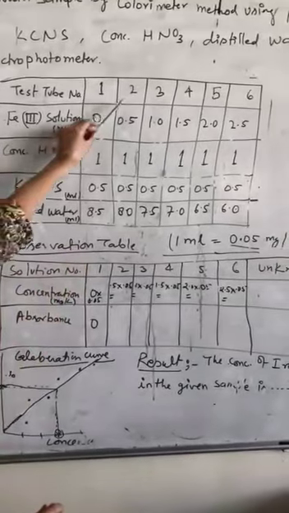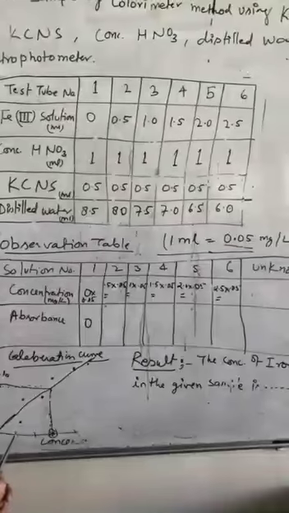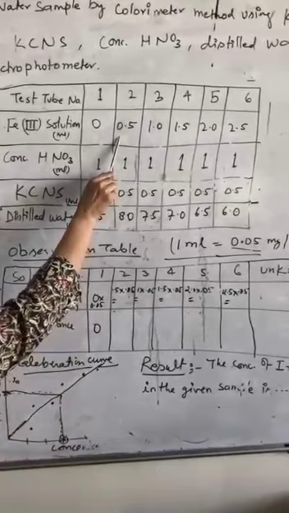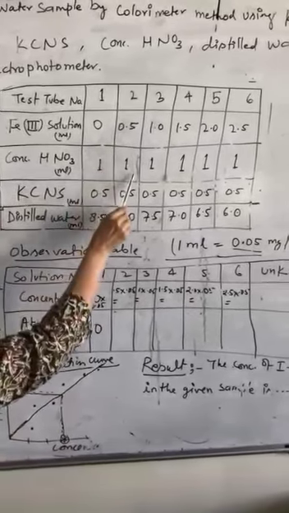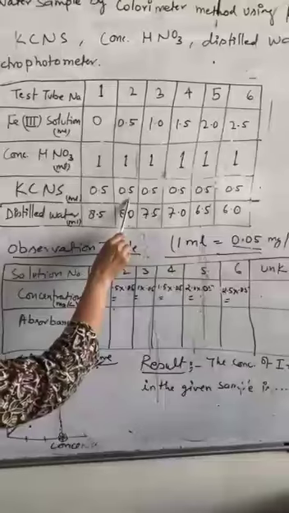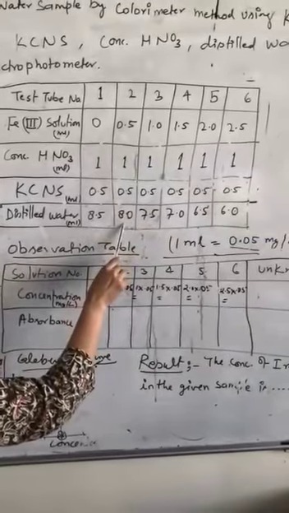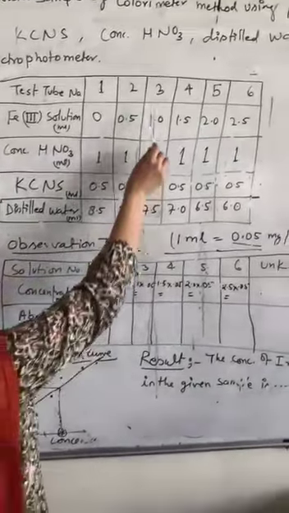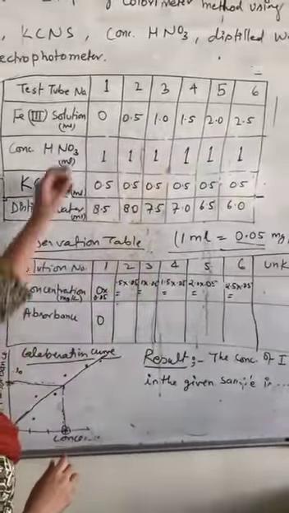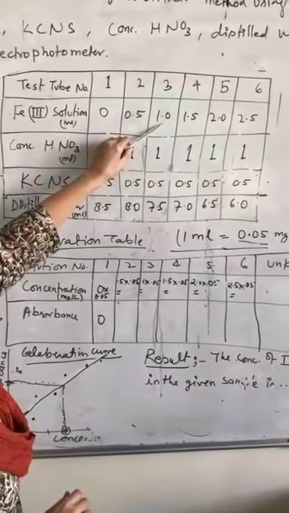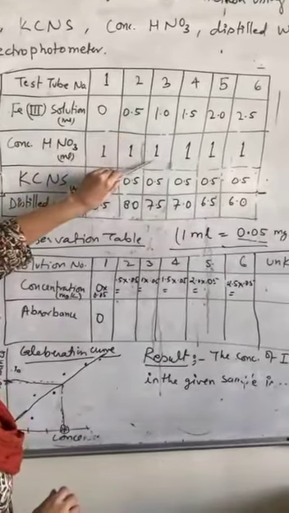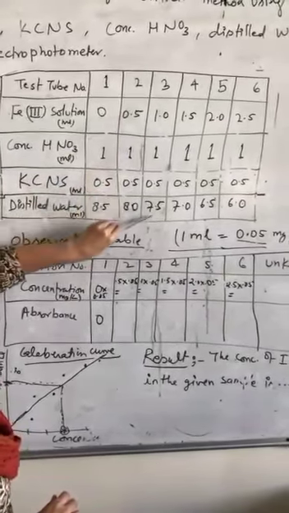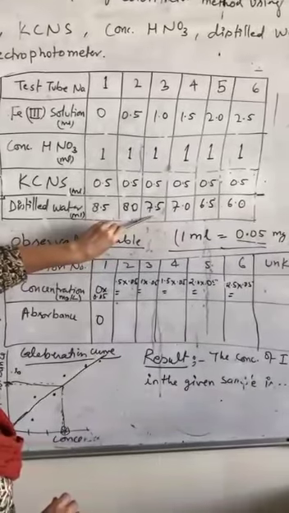In the same way, we prepare the second test tube. In the second test tube, we have to add 0.5 ml iron 3 solution, 1 ml HNO3 and 0.5 ml KCNS, and the rest 8.0 ml distilled water. In the third test tube, we have to add 1 ml iron 3 solution, 1 ml HNO3 solution, 0.5 ml KCNS and 7.5 ml distilled water.